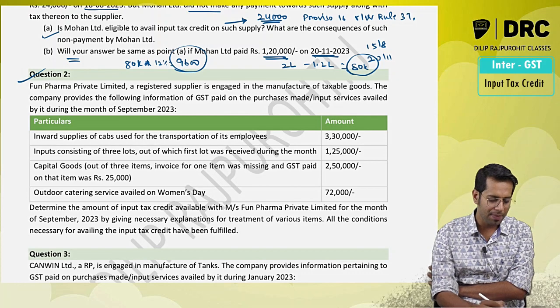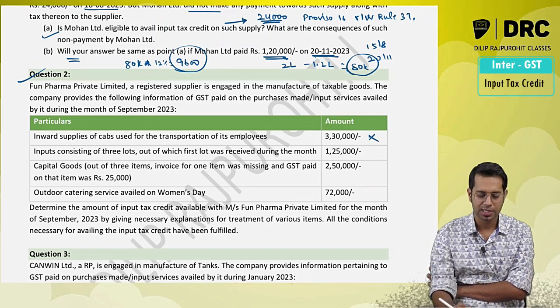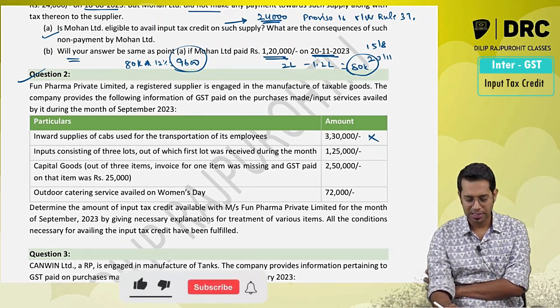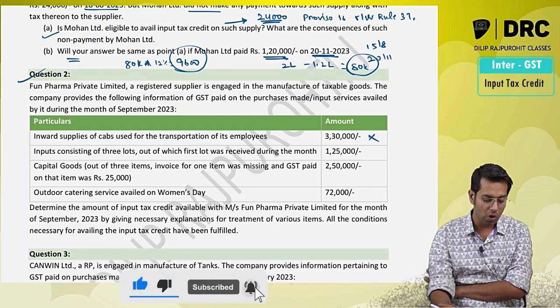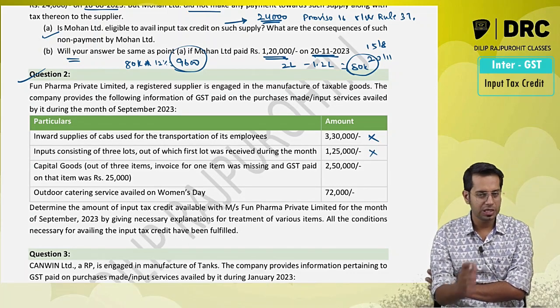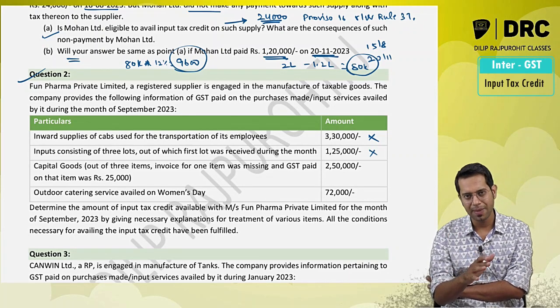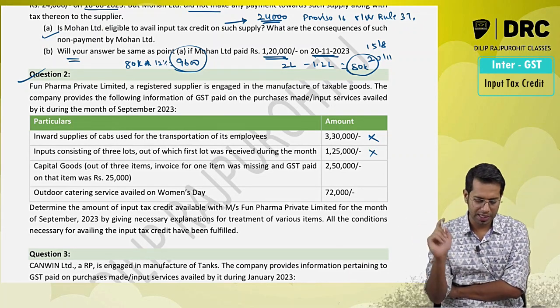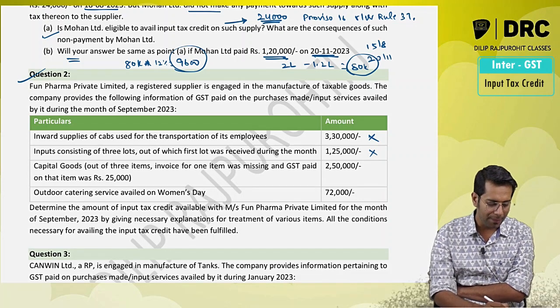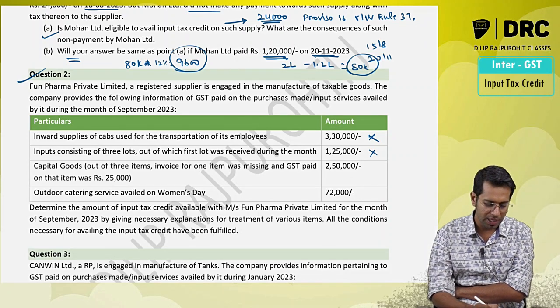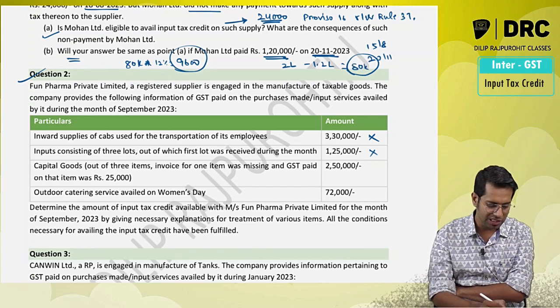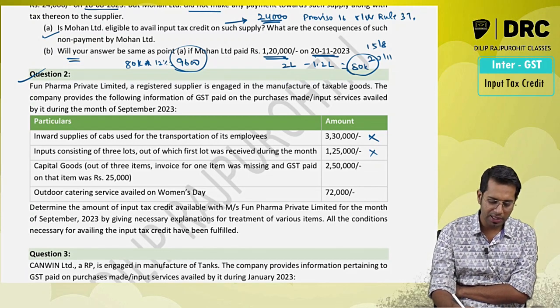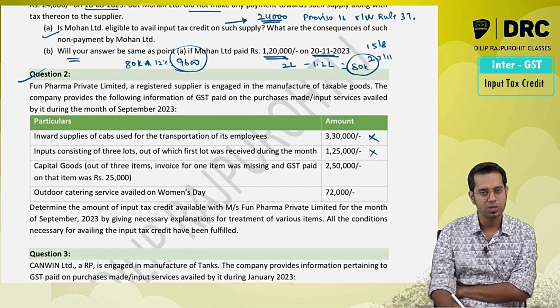Inward supply of cab used for transportation of employees. Can you take ITC on the cab charges? Answer is no. Inputs consisting of 3 lots, out of which first lot was received during the month. So if you are receiving it in lots, then ITC can be taken upon receipt of last lot. So second case also ITC cannot be taken. Capital goods, out of 3 items, the invoice for 1 item was missing and the GST paid is 25,000. So there are 3 items over here. In this, the 25,000 invoice is missing.